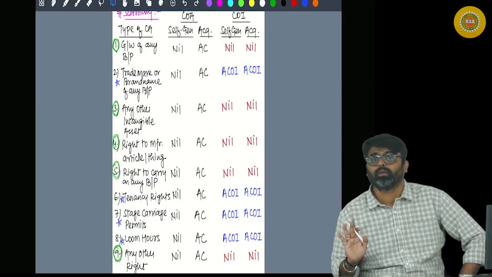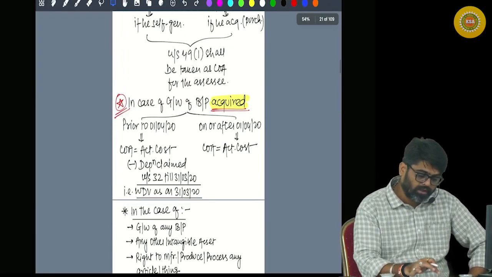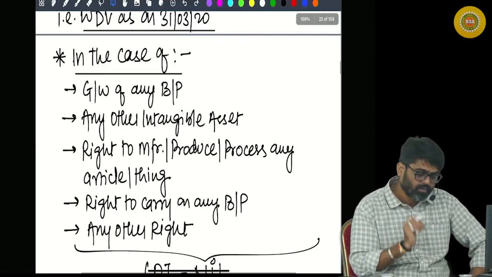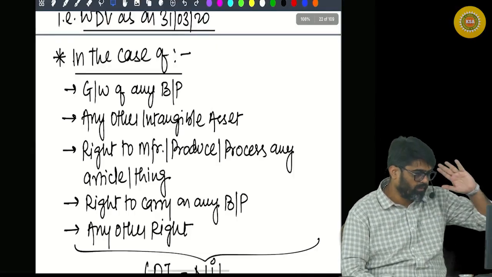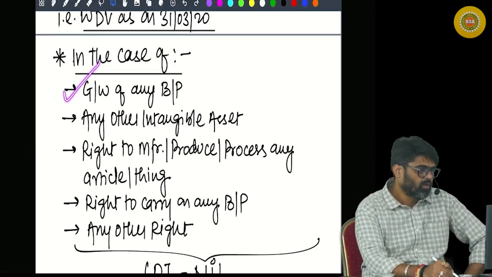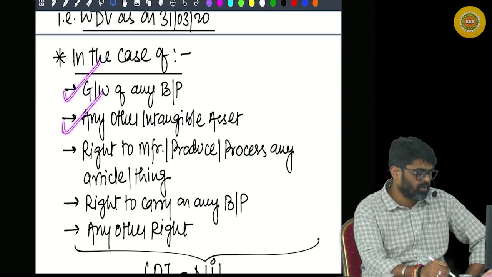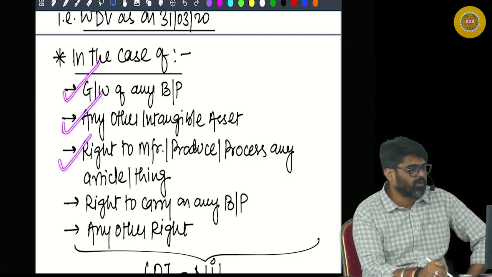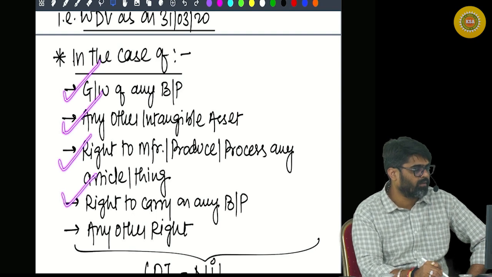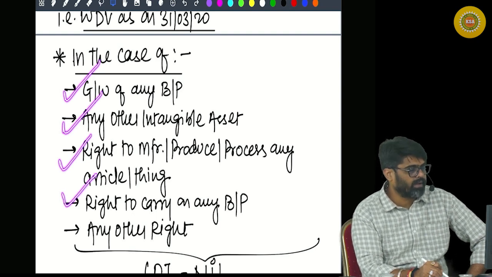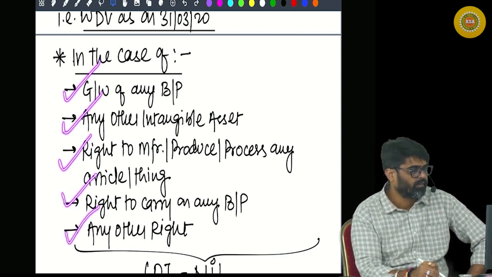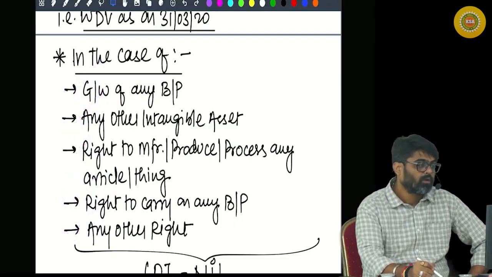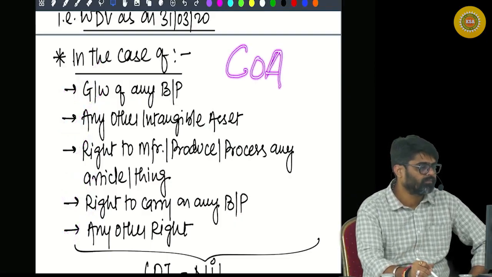Getting my point? So tell me, now if I say how many assets? How many assets? 5 assets. Number 1, goodwill of any business or profession. Number 2, any other intangible asset. Number 3, right to manufacture, produce, process any article or thing. Number 4, right to carry on any business or profession. And number 5, wait. First of all, tell me cost of acquisition.